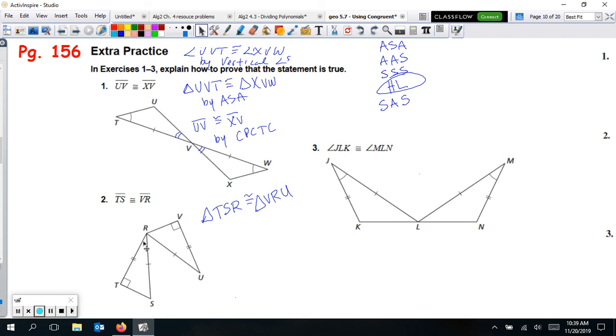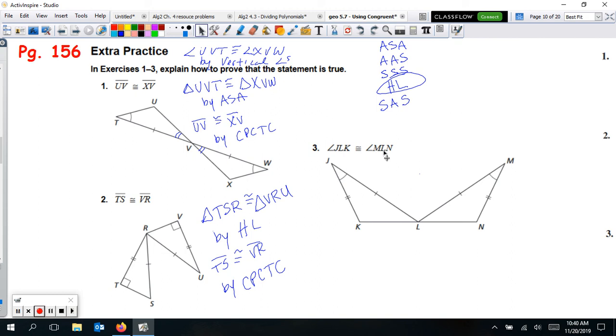And now we can say that those two triangles are congruent, and we'll say it by the HL. That's hypotenuse and leg. And then because those two triangles are congruent, we can now say this, TS is congruent to VR. And the reason why is because of CPCTC. So always the end result is going to be by CPCTC. Once you've shown the two triangles congruent, then we can say the corresponding parts they're talking about here are congruent because of CPCTC.